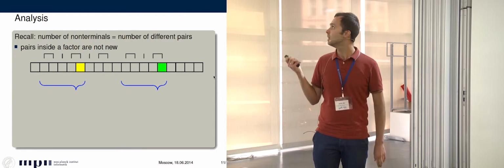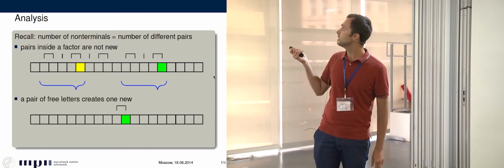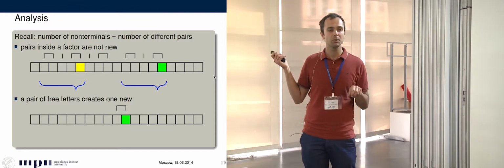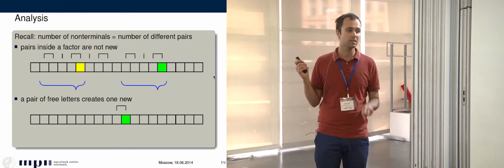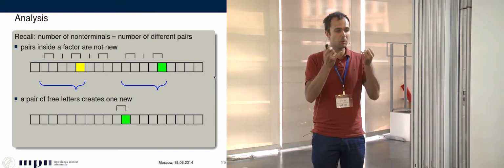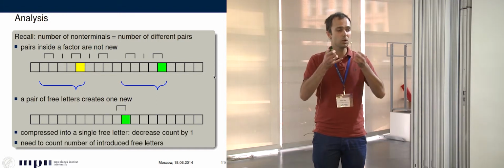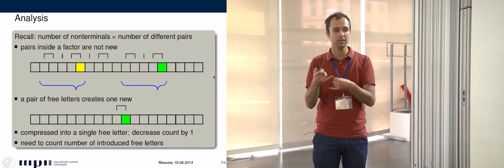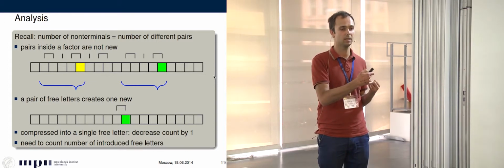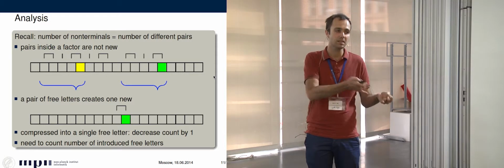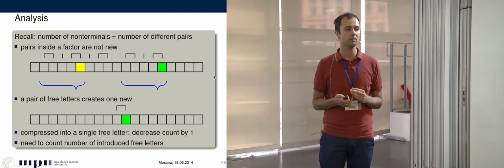Okay, so the only moment in which we can create a new pair is when both of those letters are free. But if both of those letters are free, then when we replace them with one letter, we lose one free letter. So for every non-terminal of the grammar that we create, we lose one free letter in our factorization. So we just need to calculate the number of free letters that we create, and this is exactly the upper bound on the number of non-terminals of the grammar.